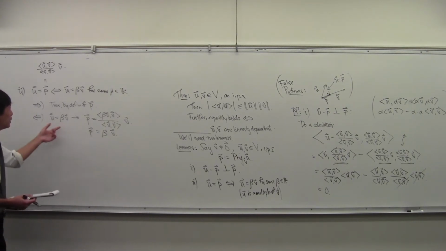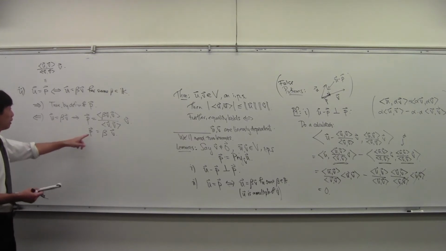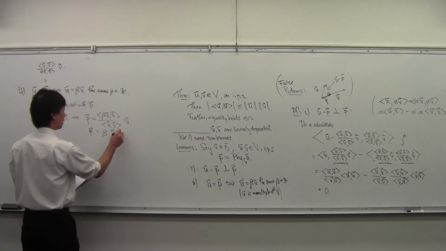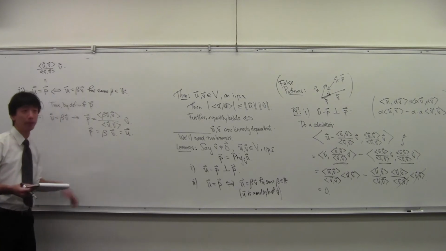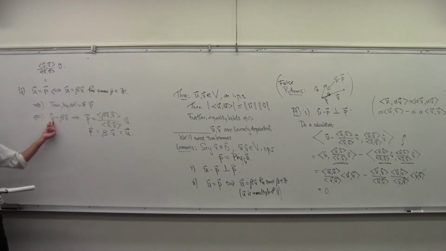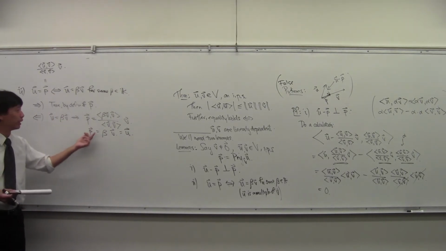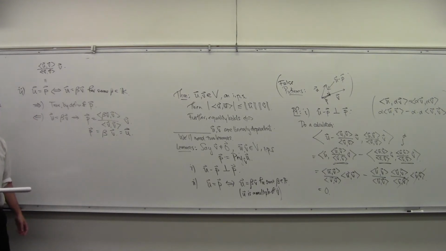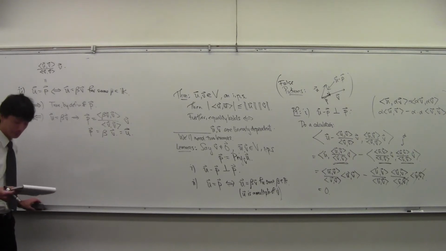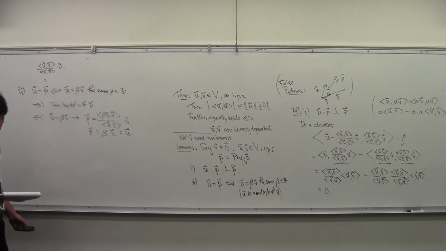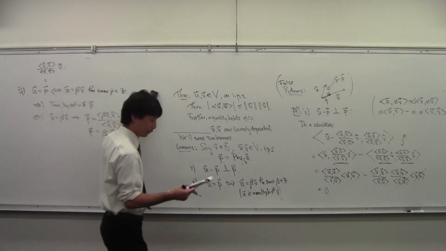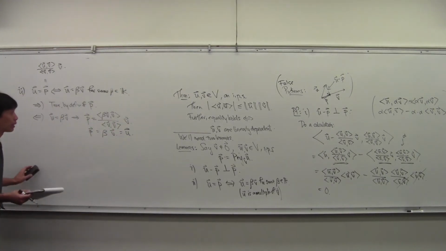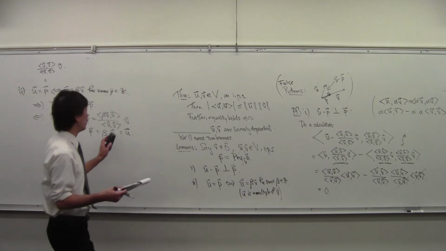Okay. So yeah. So you see that then P and U are the same. Okay. Right. So if U is a multiple of V, then its projection is itself. Okay.